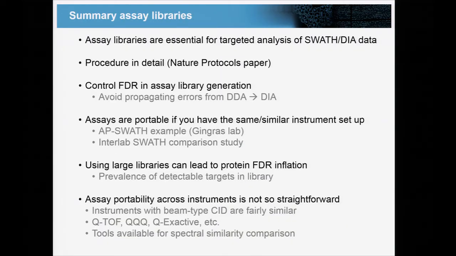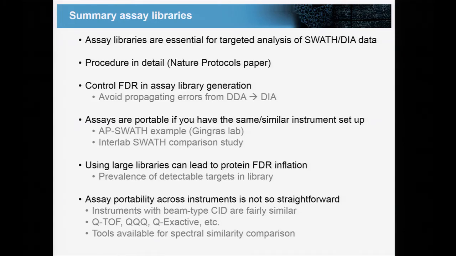Okay, so I will wrap up here, finally. It took a bit longer than I thought. So assay libraries are essential for SWATH DIA data, is what we would argue, unless you're going for one of these untargeted methods that we discussed yesterday, but these are pretty new. All the details are in this Nature Protocols paper. Try to control the FDR in the assay library generation so you can avoid propagating errors from DDA to SWATH or DIA. The assay libraries are portable if you have a similar instrument setup, and they may also be portable further than that.